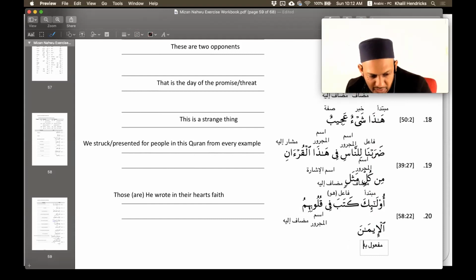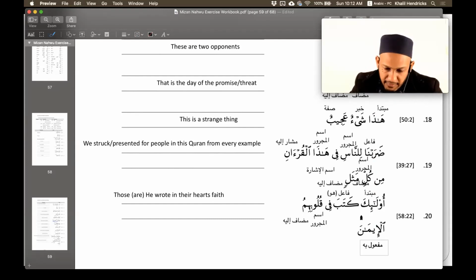Yes. So if I ask you from a logical point of view, ulaika is the focus of the sentence. Those, like a group of people, those. What is the news about those? Yeah, I think again it's everything after that. He wrote in their hearts faith.